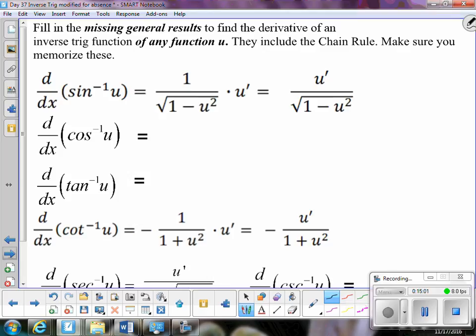So for the derivative of the inverse cosine of u, the inverse co-trig functions are the same as the normal inverse trig functions. You just negate them. The derivative will just be negative, and then the same thing, u prime over square root of 1 minus u squared.